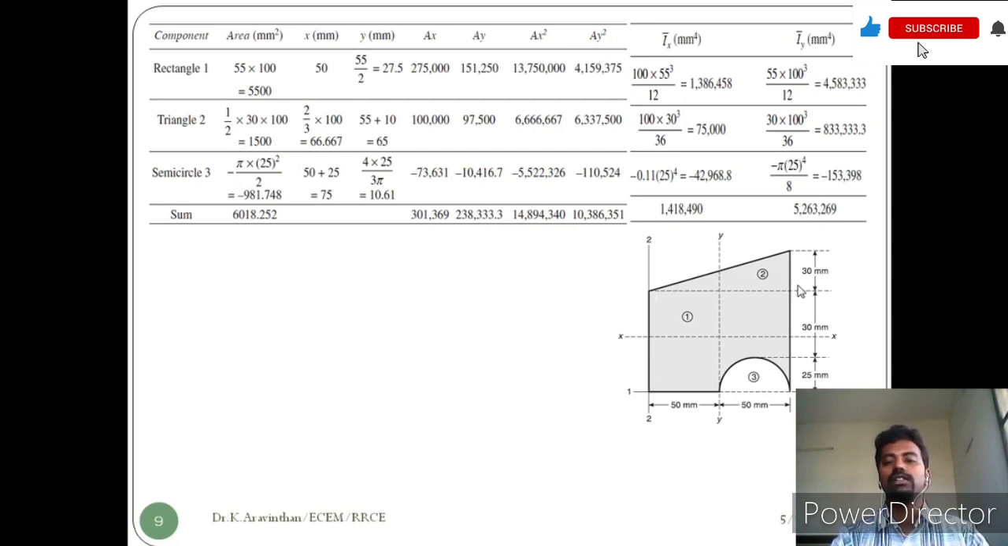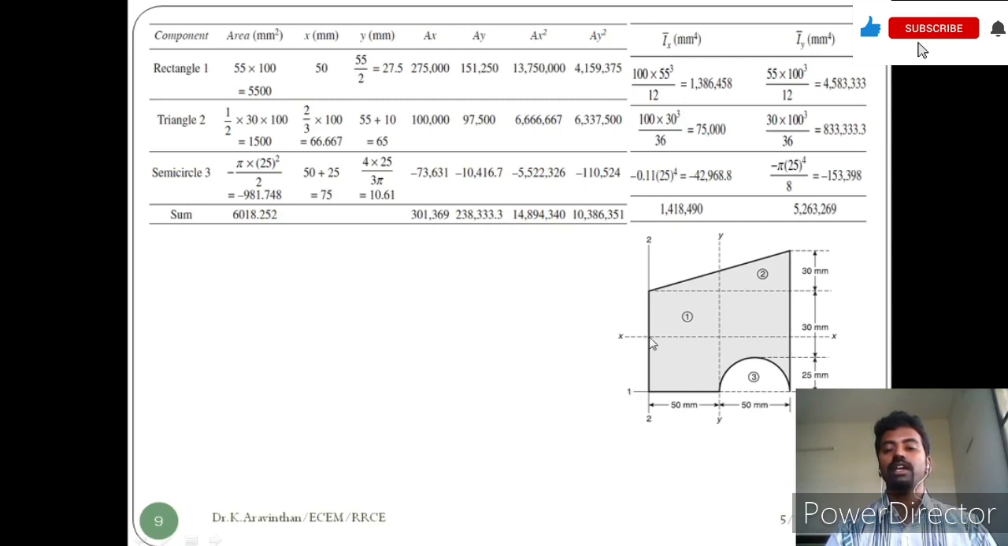The second component is a right angle triangle, that is half B H. Half into breadth, which is 100, and depth here is 30. So the area we have found out as 6018.252. And let us find the centroid of each and every section. For the first section, let us find the centroidal distance along the x-axis. If we want to find the x-axis distance of the individual centroid of the component, you have to take the y plane as reference.